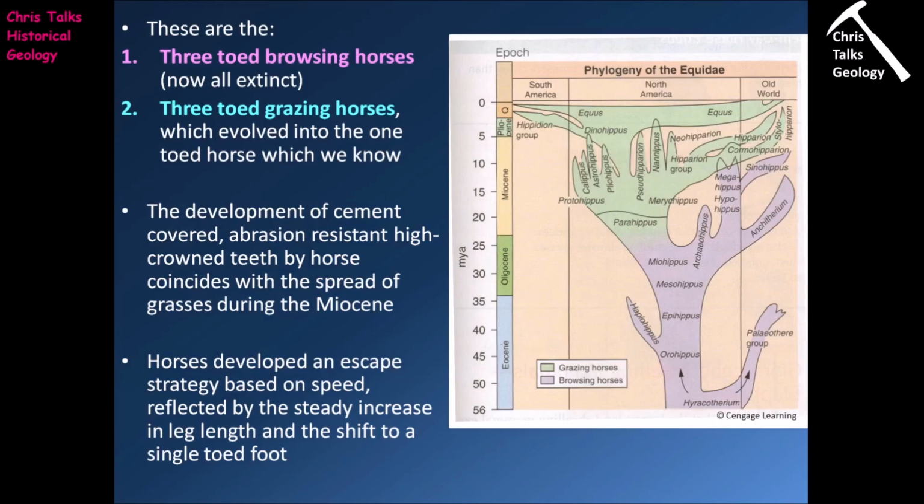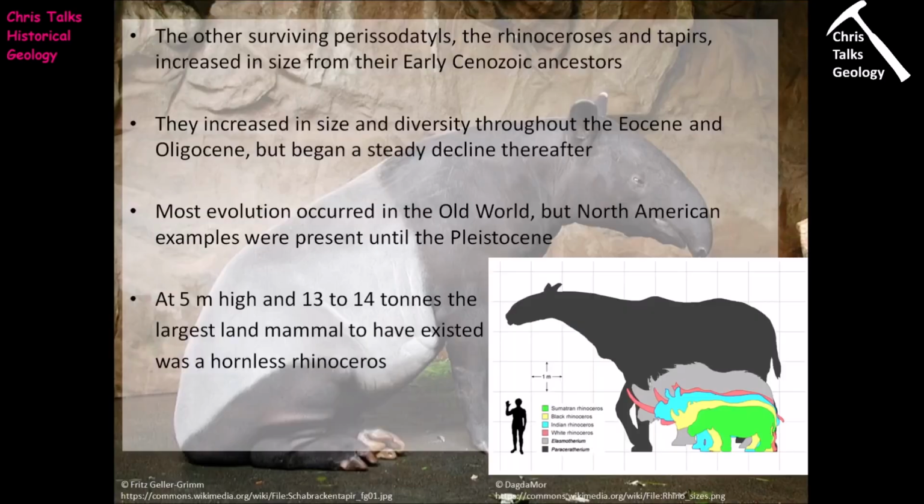And so it's primarily the increase in leg length that's important, because of course that's going to increase the step of the horse, meaning that it can cover larger distances in smaller amounts of time. So it's going to be able to run away from the predator more efficiently, and so it has a higher chance of being able to survive.